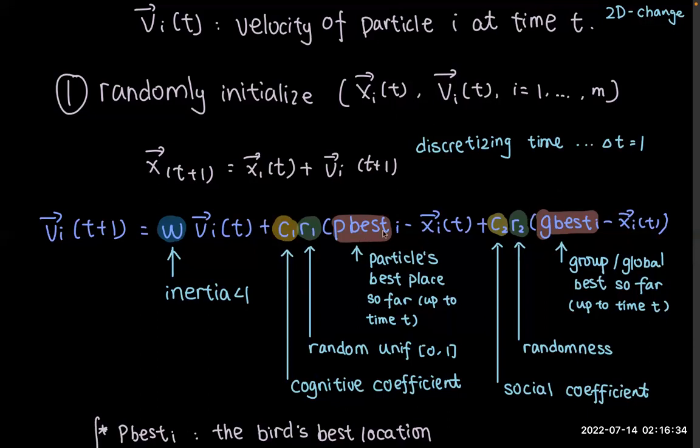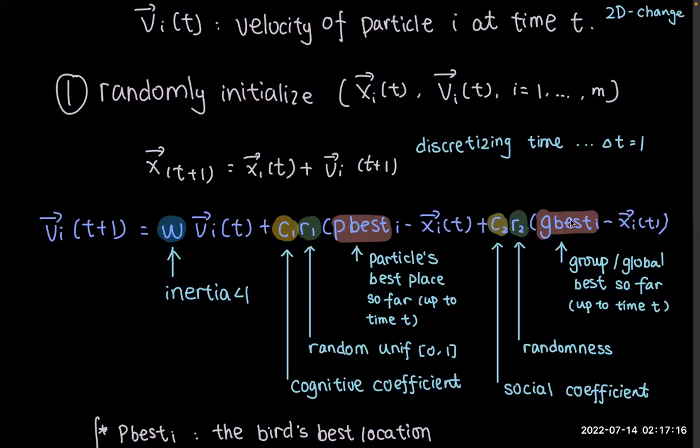But then the personal best, P best, the particle's best, so each bird's best place, we want to use for the purpose of exploitation. And this is the global best, there's no I. We want to use it again for the purpose of exploitation. And C1 is the cognitive coefficient, which means the bird memorizes the best place it has visited so far. And C2 is the social coefficient, so the bird also knows the best places visited by all the birds so far.